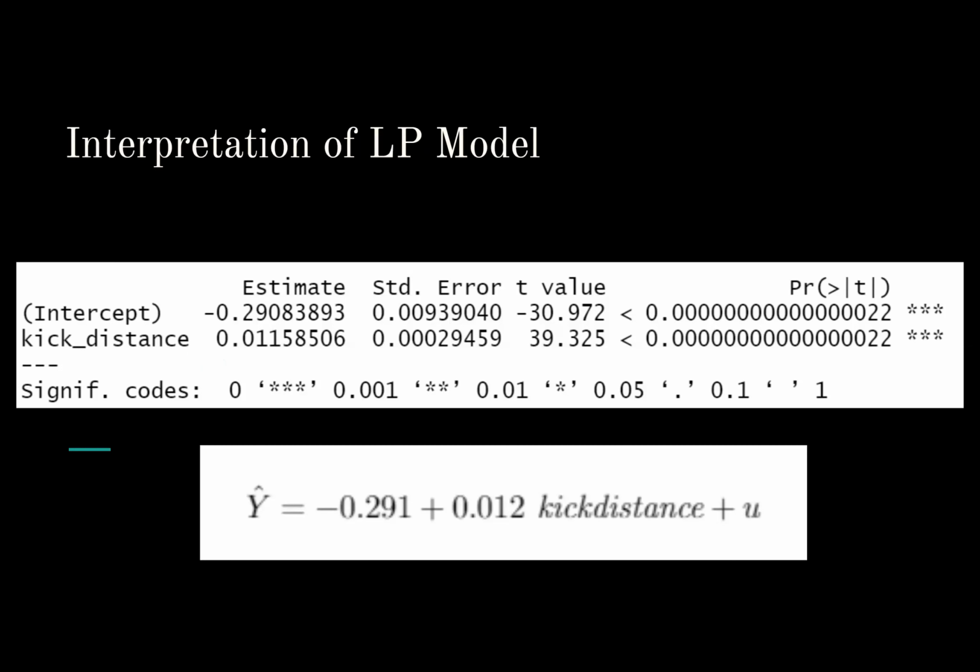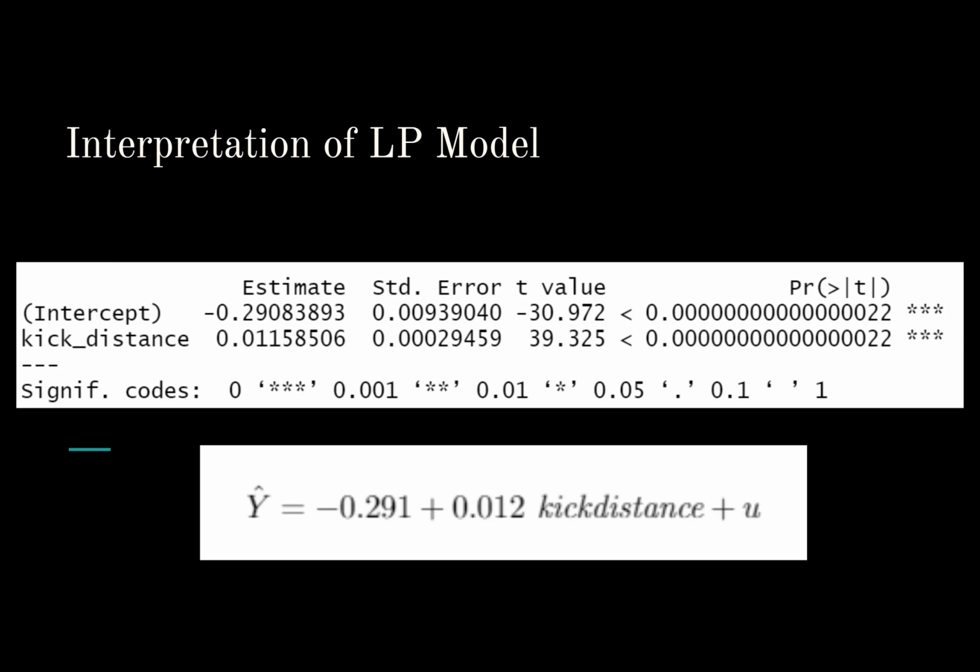Moving on to the interpretation of my models, looking first at the linear probability model, we can see that kick distance is statistically significant with a positive coefficient, indicating that as kick distance increases, the probability of a miss also increases. For every 1 unit increase in kick distance, which is equal to 1 yard, we observe on average a 1.12% increase in miss probability.